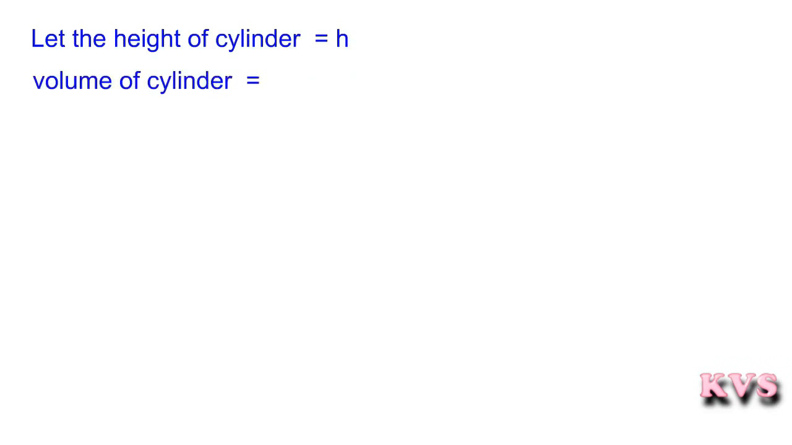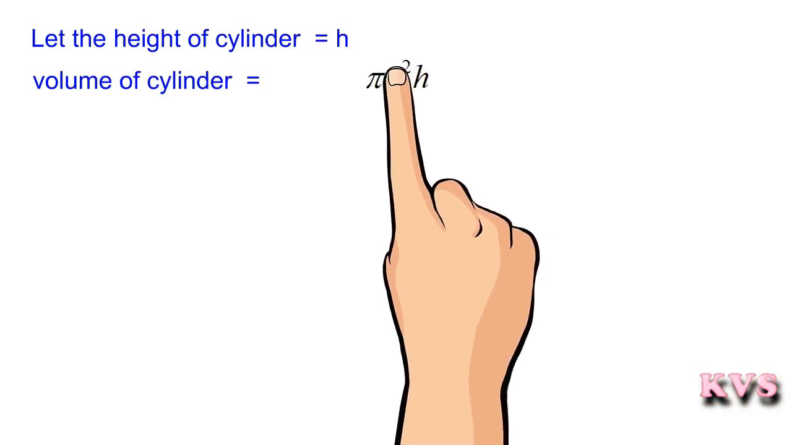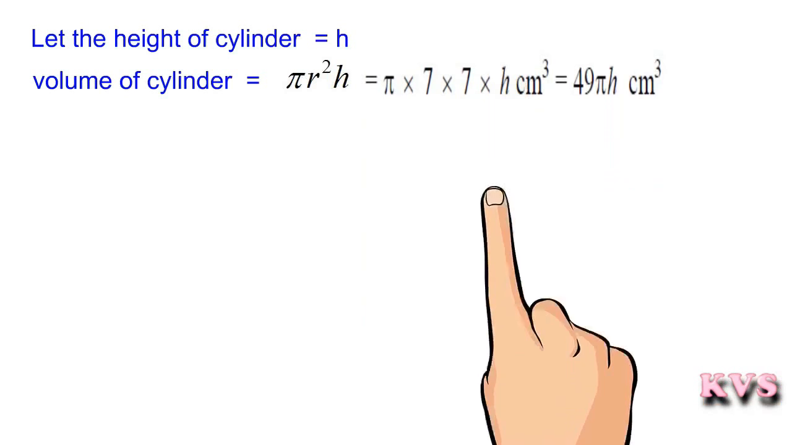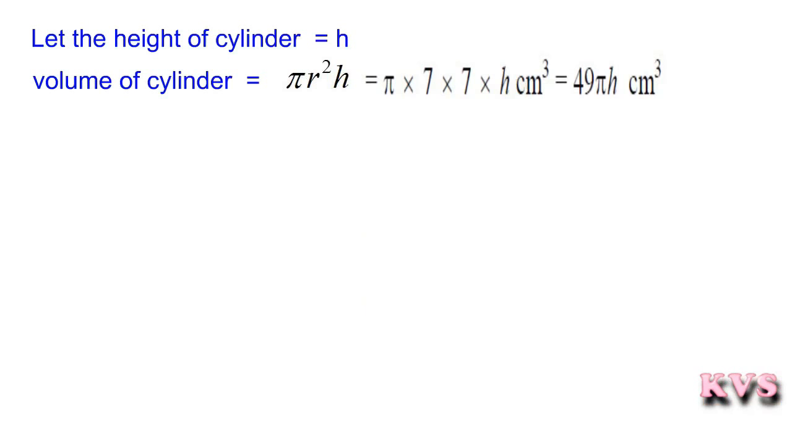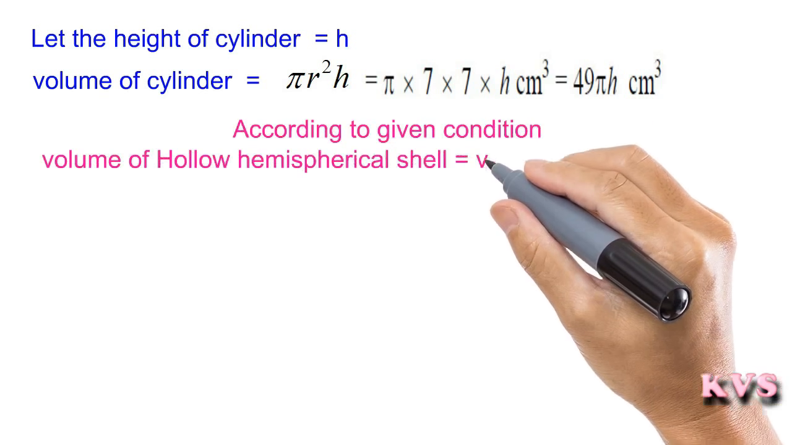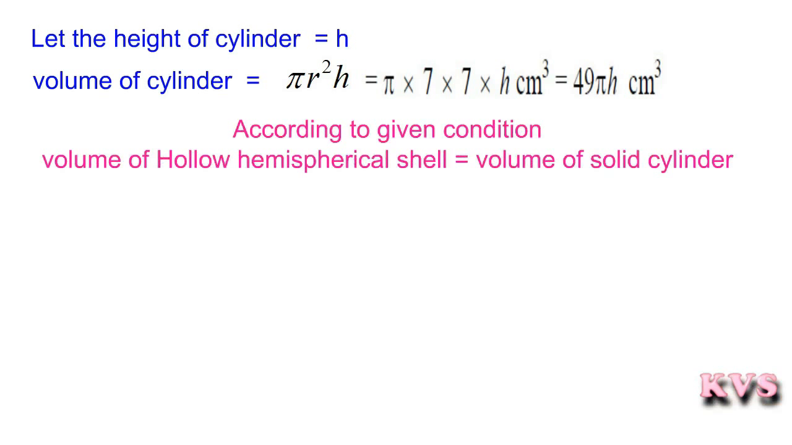Volume of cylinder is equal to pi r square h, which is equal to pi into 7 into 7 into h centimeter cube equal to 49 pi h centimeter cube. According to given condition, volume of hollow hemispherical cell is equal to volume of solid cylinder.